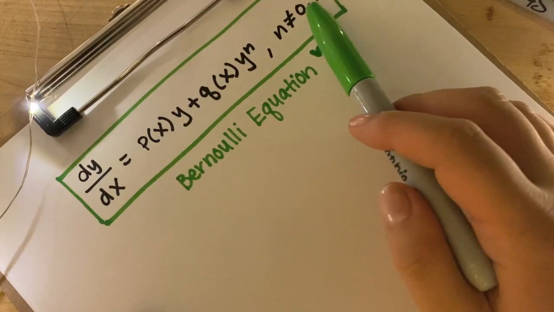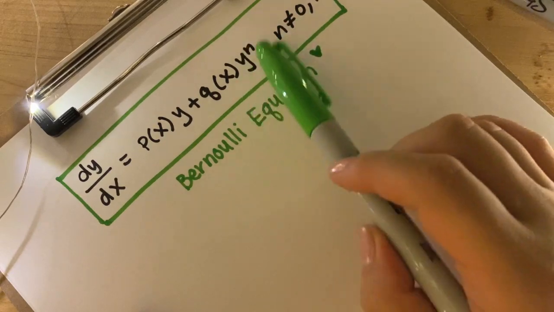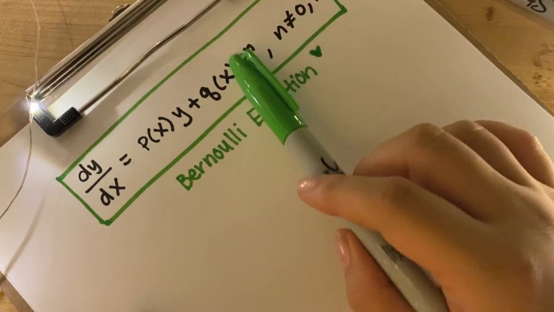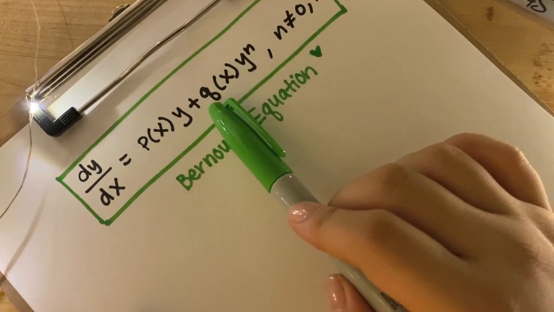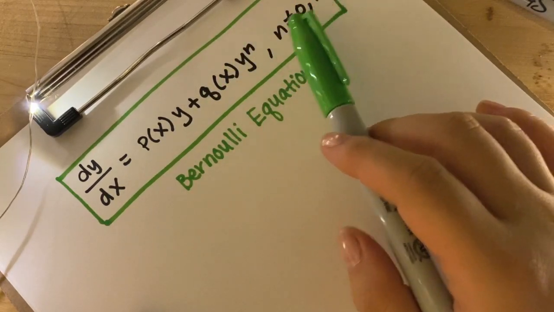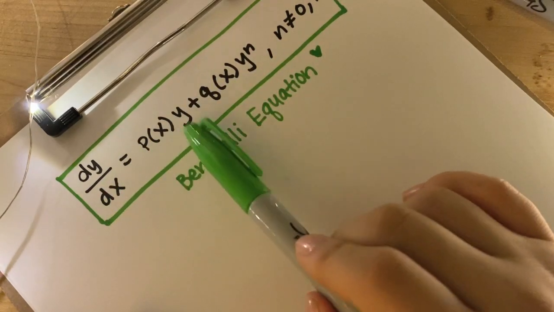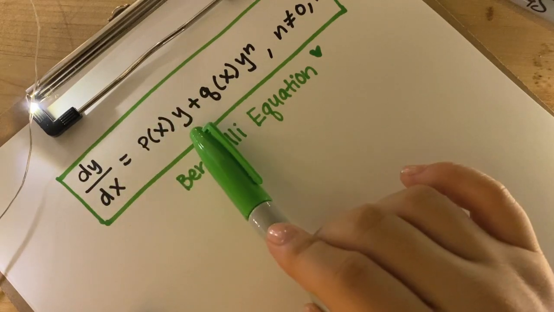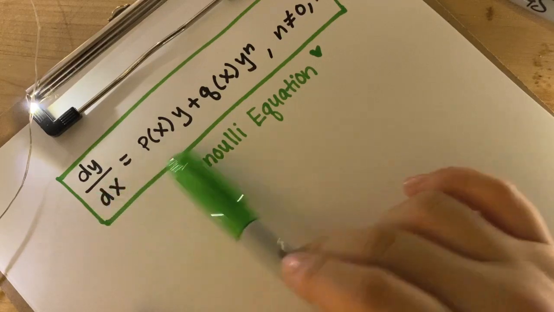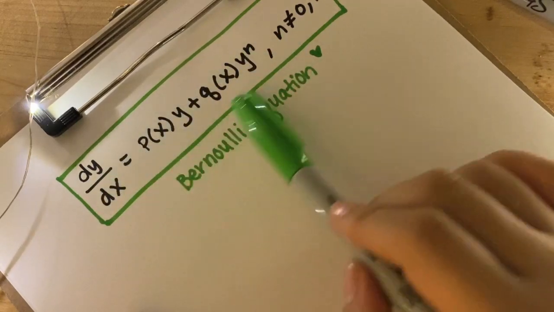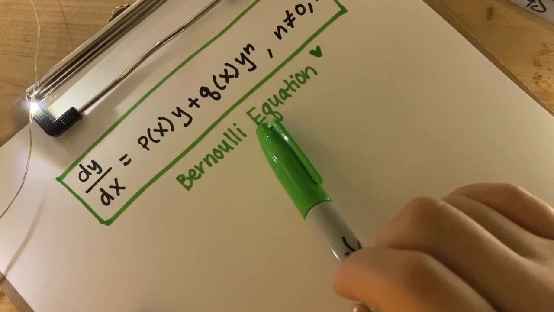Well, if n is 0, then we have y to the 0, which is 1. Anything to the power of 0 is 1. Anything times 1 is itself. So this would go away and we'd just have q of x. If that is the case, then that is actually just a linear first order problem. We have the derivative, we have the y, and then we just have q of x. So we actually would already have a method for that, and that's just the linear case with the integrating factor. So that's not a Bernoulli equation.